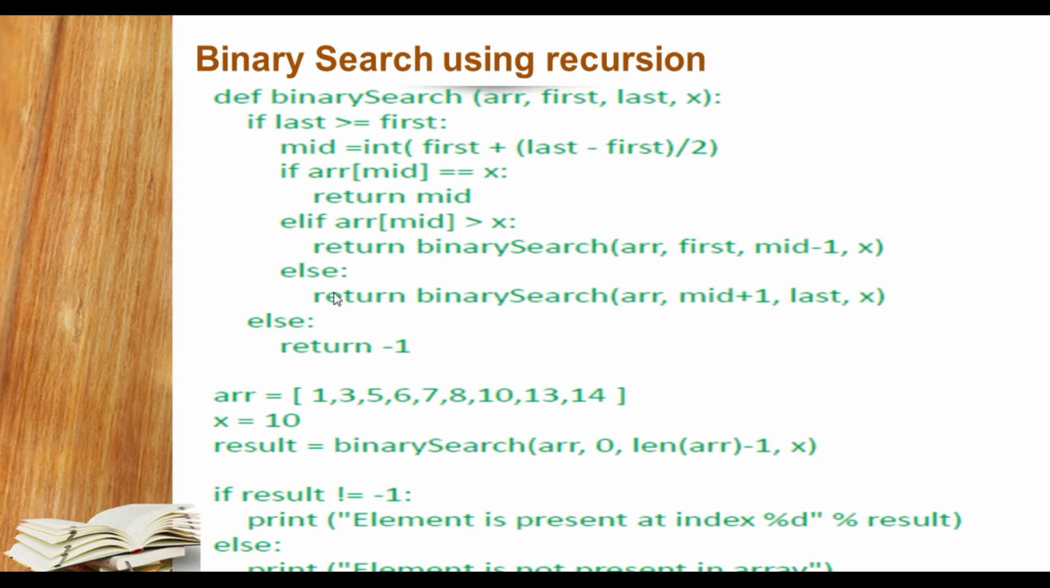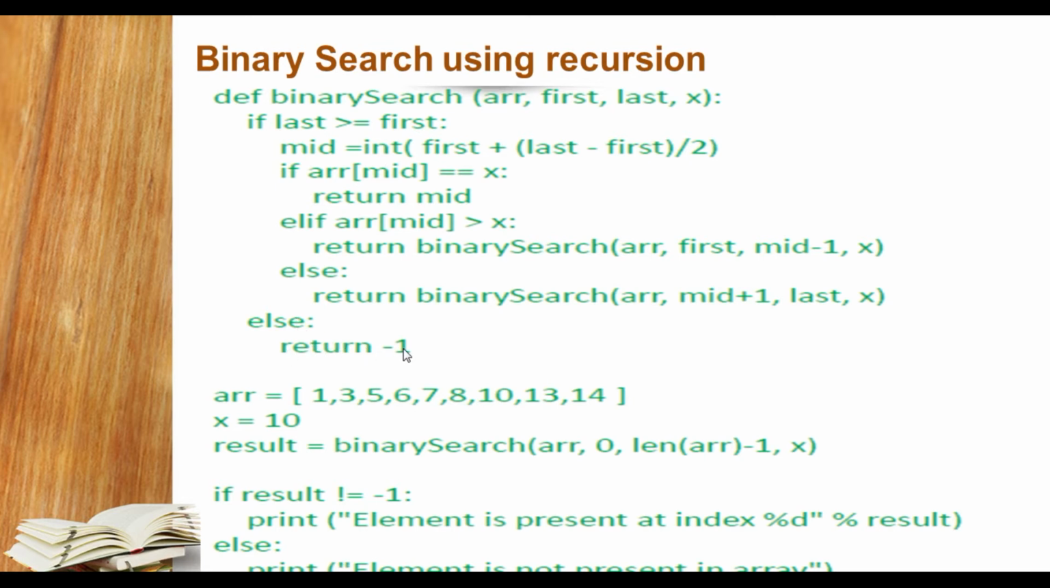Otherwise, what we are going to do is return the binary search array. Then after that, in the place of the first element, we have to increase mid by 1. So mid plus 1, comma, last, and then x. So this is a particular binary search. If the last element is smaller than the first, then it will return -1.